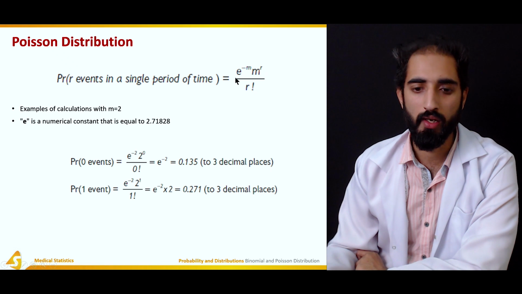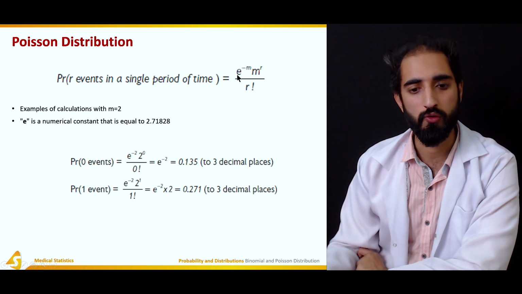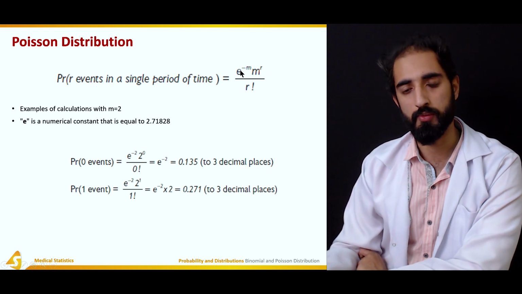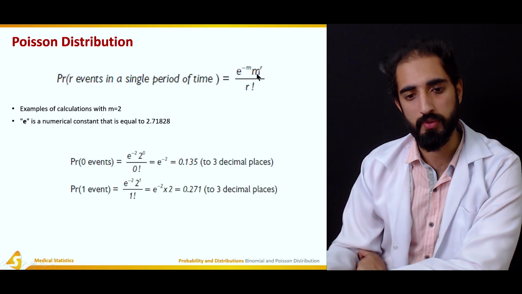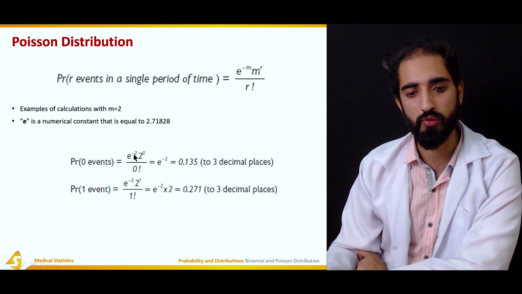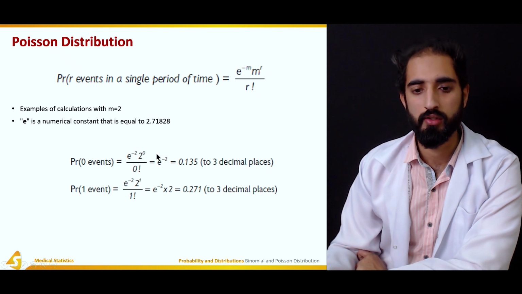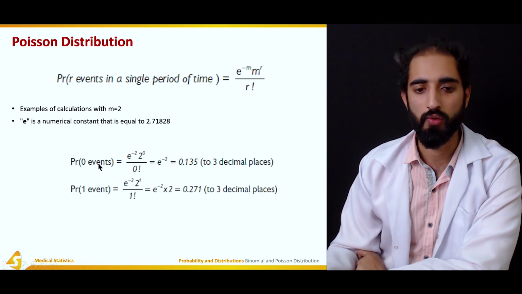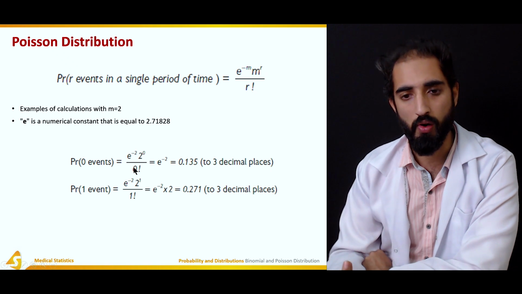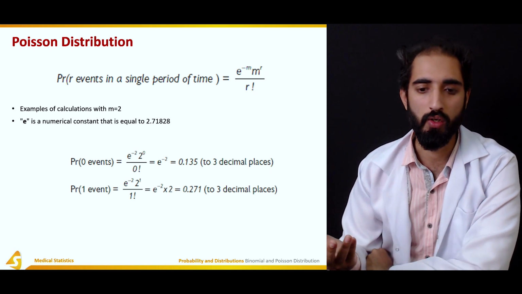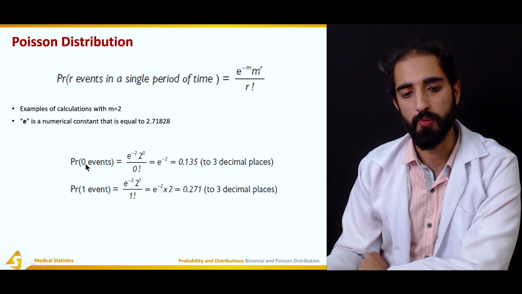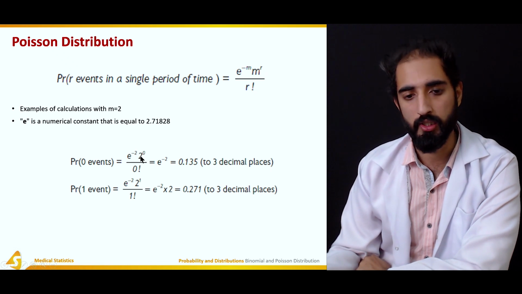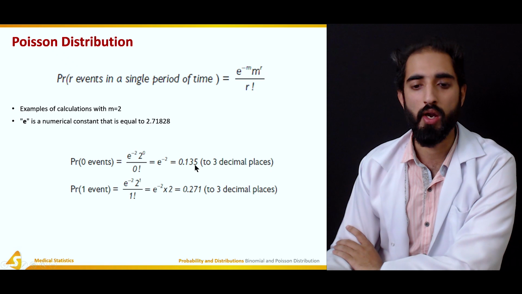So here we have the formula. Put in the value of E, which is 2.718, and put in the value of M, which is 2, so it becomes E to the power minus 2, times 2 to the power R, divided by R factorial. If you are finding the probability for 0, let's suppose you are talking about heads or tails and there should be no heads, so 0 would be R. So we put in the value of 0, and we get the value equal to 0.135.